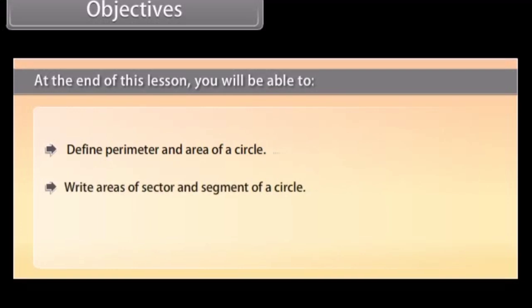Objectives. At the end of this lesson, you'll be able to define perimeter and area of a circle, write areas of sector and segment of a circle, and calculate areas of combinations of plane figures.